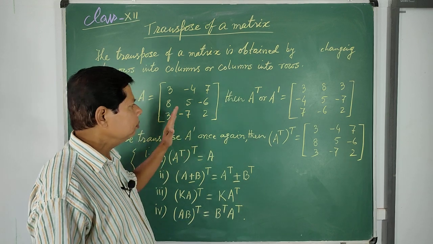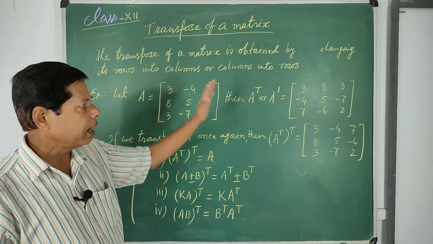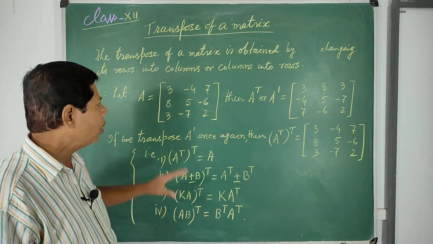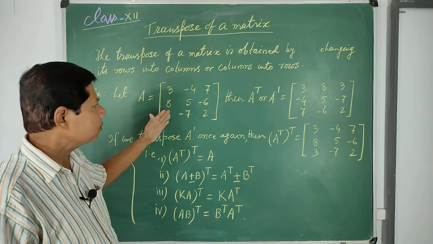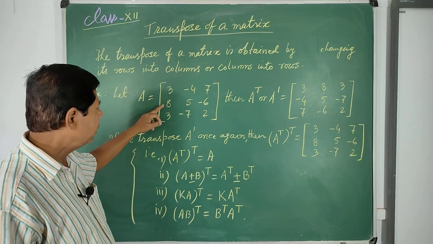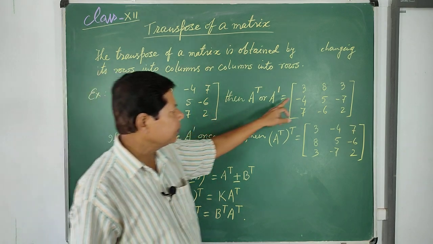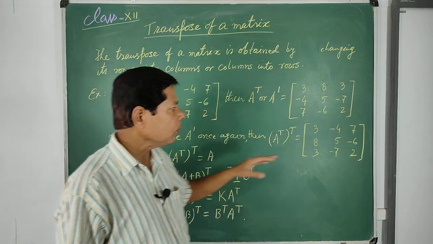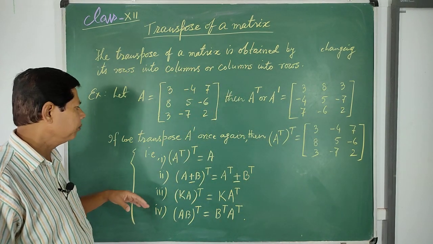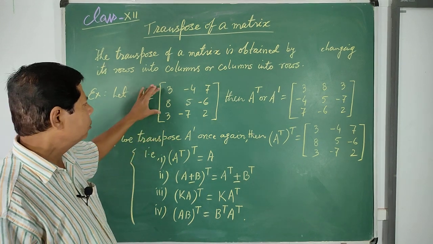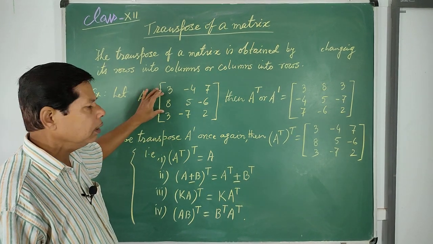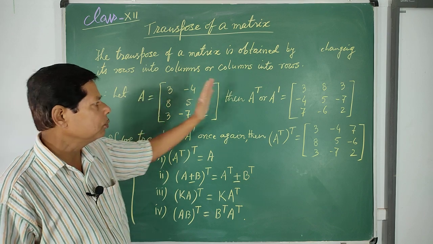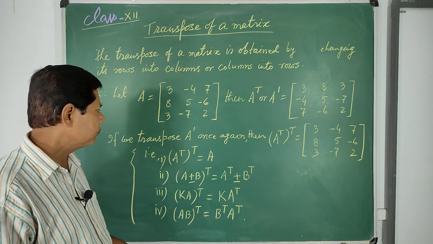So, either you consider all 3 rows and make them into 3 columns, or you can take 3 columns and make them rows. 3 8 3 is the first column, and here the first row is 3 8 3. So, any one of them can be taken. Generally, we use the rows of the given matrix and change them into columns to get the transpose.